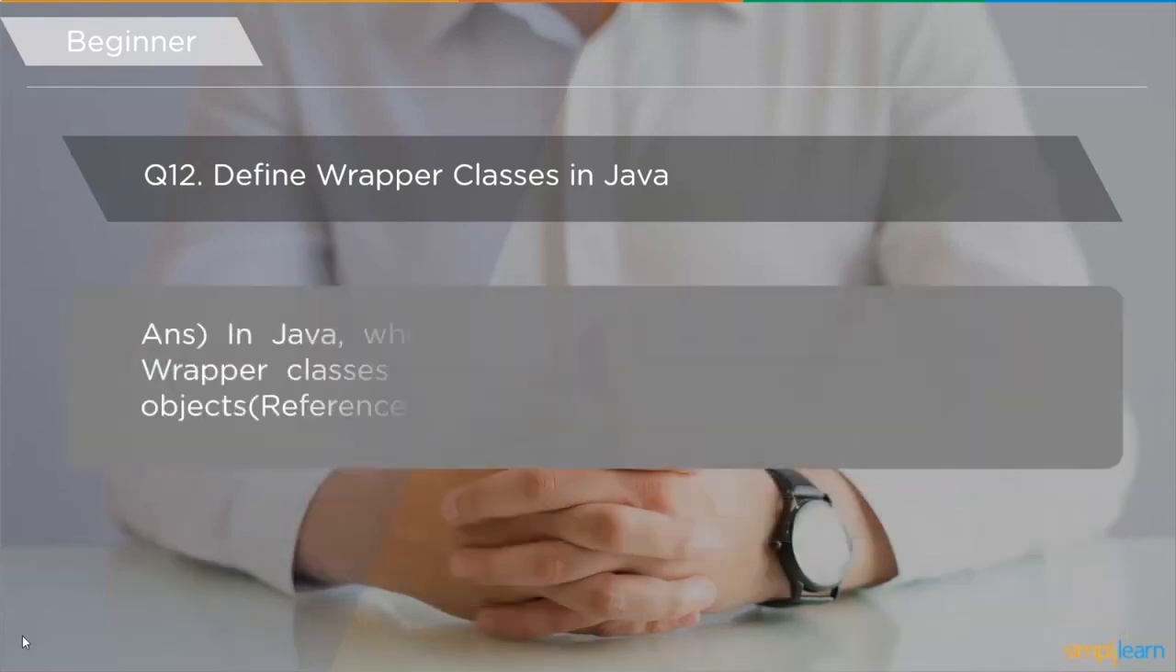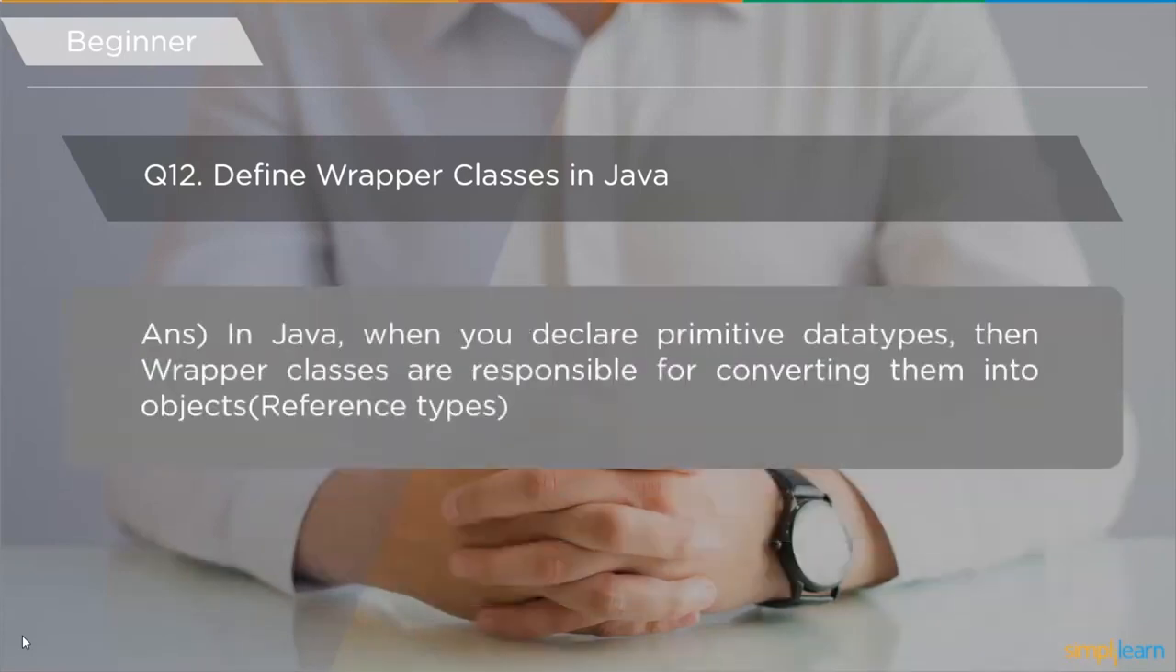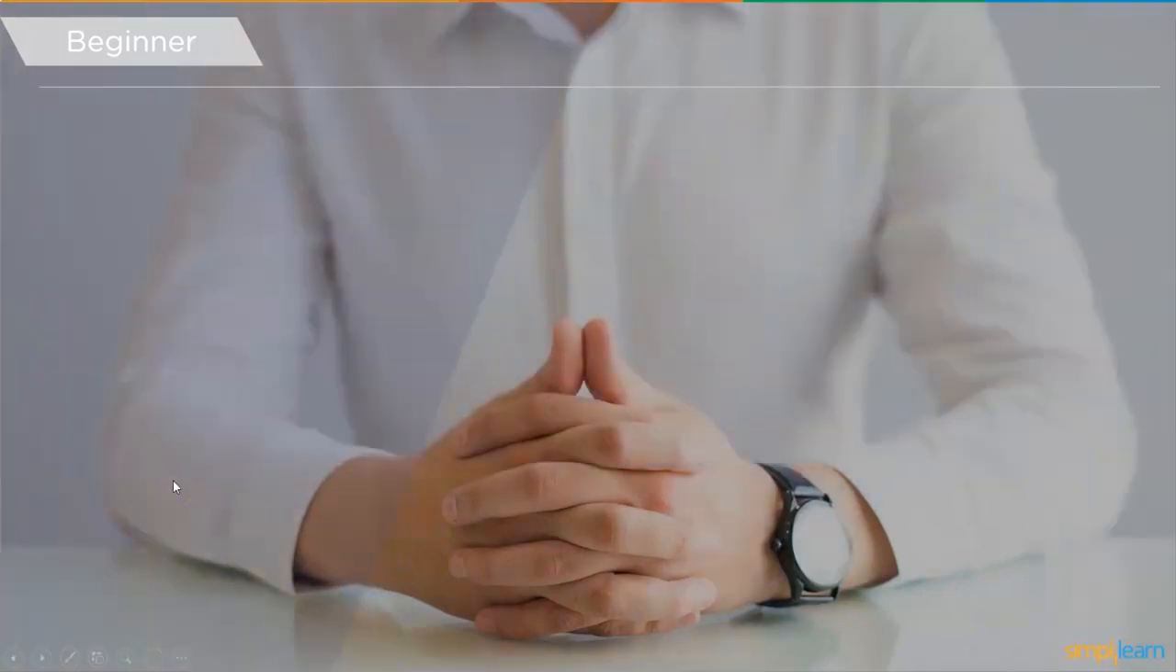So the answer for this question is, in Java, when you declare primitive data types, that is int, float, double, etc., then the wrapper classes are responsible for converting them into objects or reference types. Just as we discussed before, Java is not a 100% object-oriented programming language just because of the primitive data types it uses. So when you include such primitive data types, then wrapper classes are the ones which convert them into objects or reference types for the ease of compilation and execution of programs without any issues. So followed by this question, we have the next question.